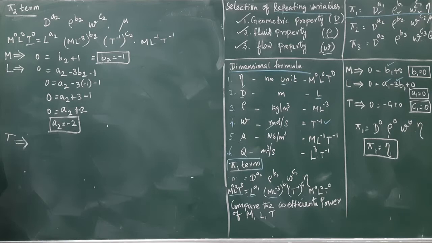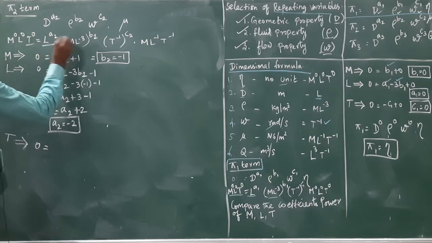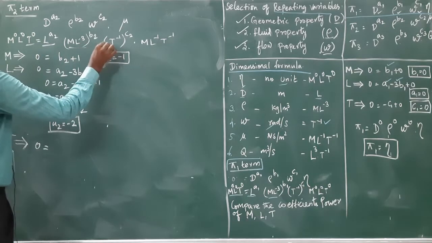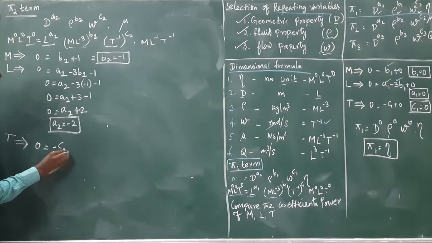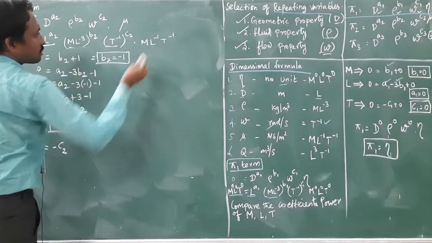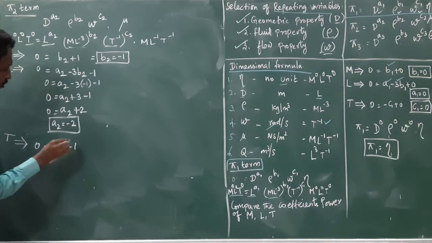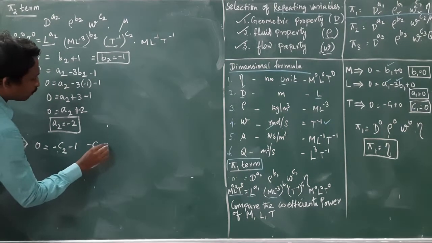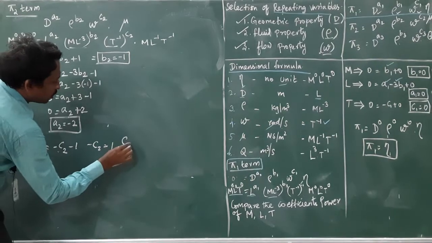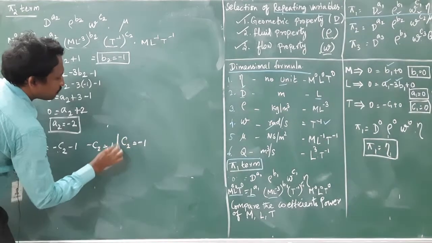Here on the left hand side the T power is 0. Here there is no T term. Here there is no T term. Here the T term is minus C2, so T power is minus C2 minus 1. So, minus 2 minus 1 equal to 0. Then minus C2 equal to plus 1, so C2 equal to minus 1.